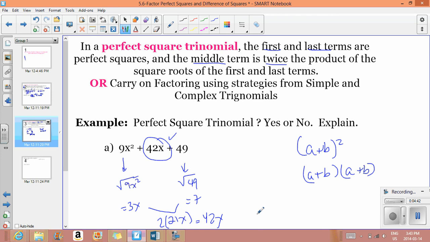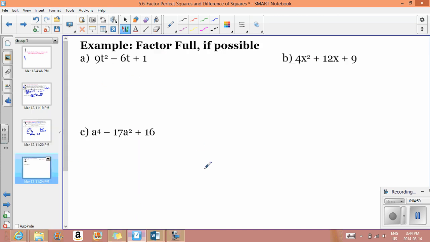How would we write that in factored form? Well, the thing that we got in the square root is written as such, 3x as the first term, 7 as the second term. Because they were all positive, this is positive, and then it is squared. So there's a few examples here to try. Try this first one, hit pause, and then you can check back your answer in a second.